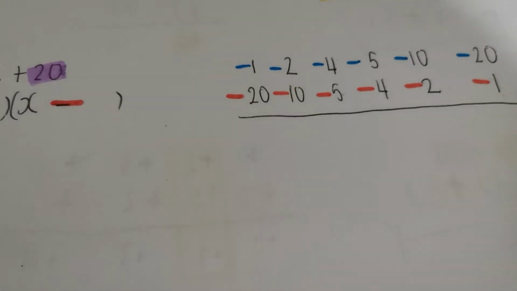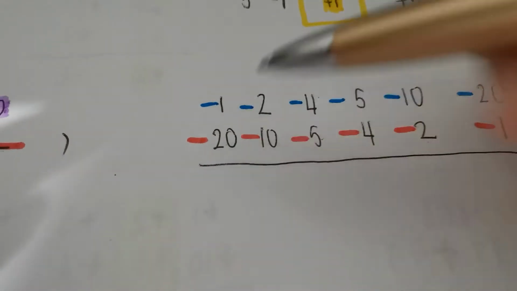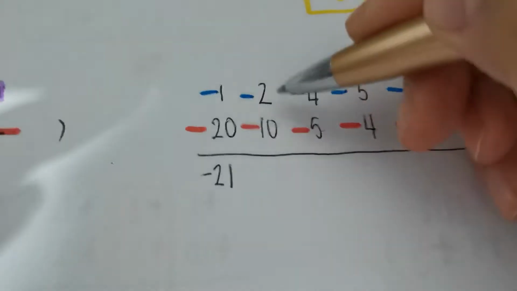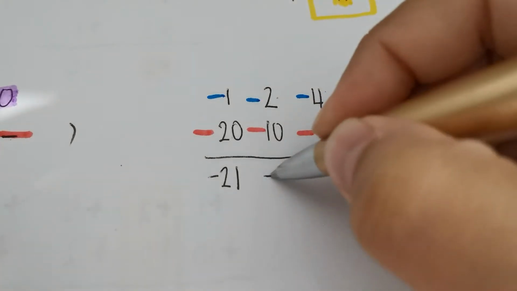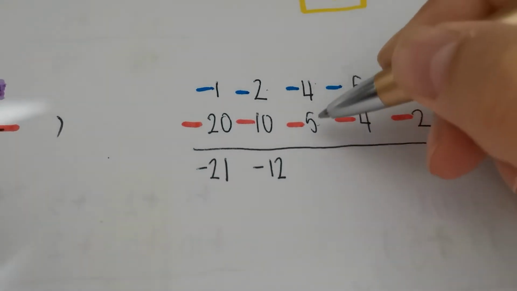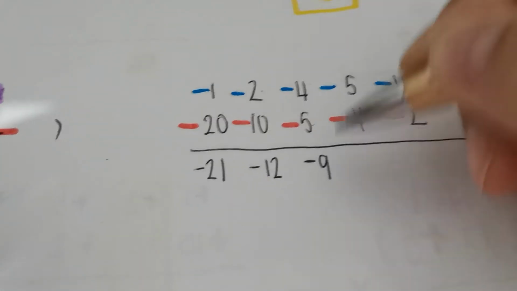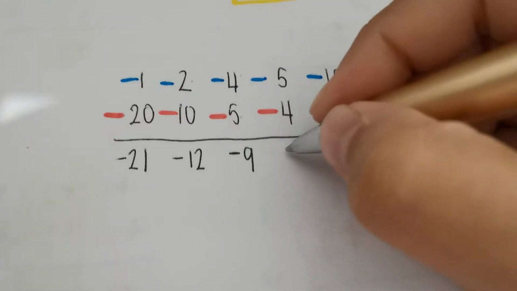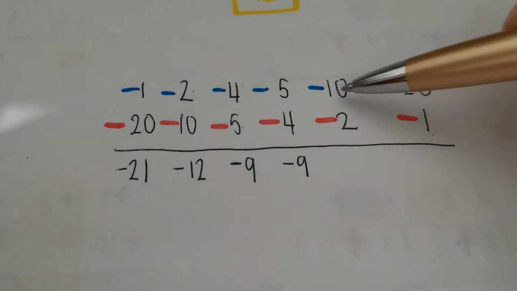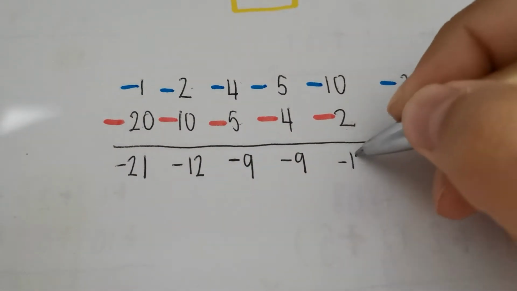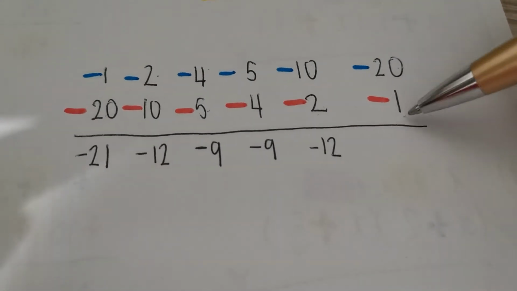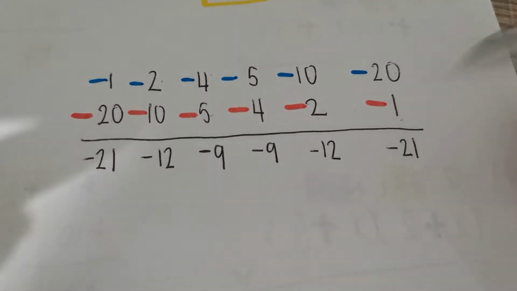Okay, we're adding and subtracting. Negative 1 minus 20, negative 21. Negative 2 minus 10, negative 12. Negative 4 minus 5, negative 9. Negative 5 minus 4, negative 9. Negative 10 minus 2, negative 12. Negative 20 minus 1, negative 21.